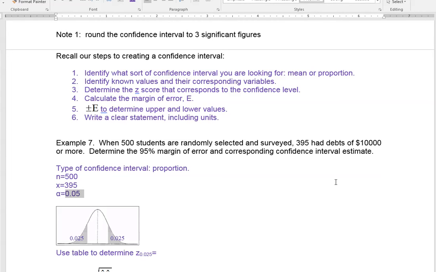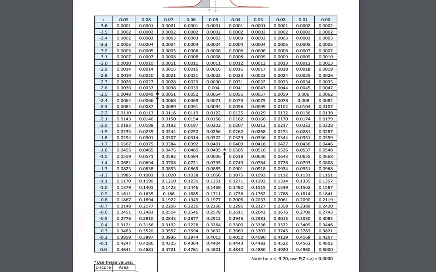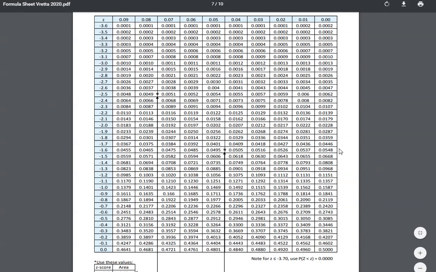Remember, split that in two. And so we have to look up that 0.025, and we look it up on our data table. So on our data table, we're looking for 0.025. Remember, we're looking for the area, so in the middle, and we want to find 0.025 or as close to it.